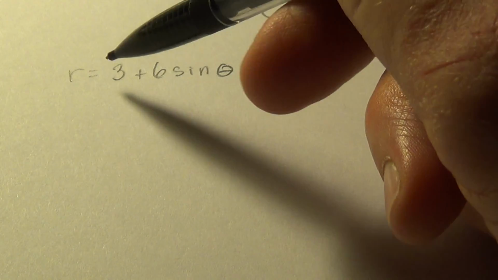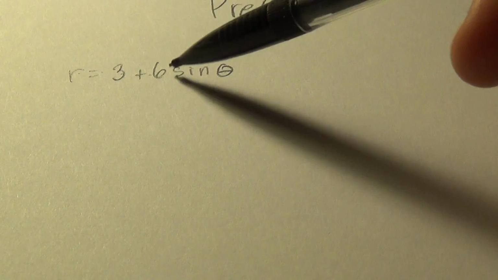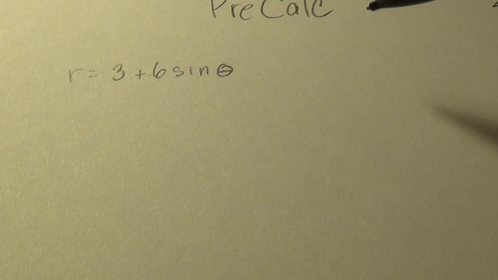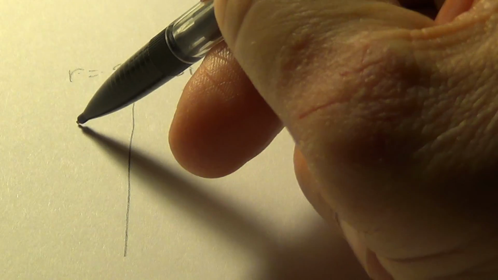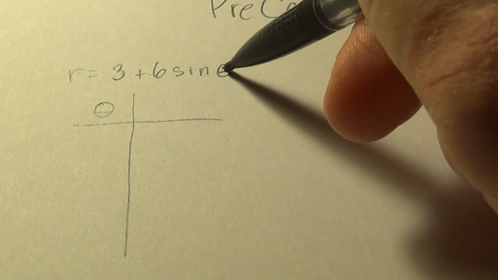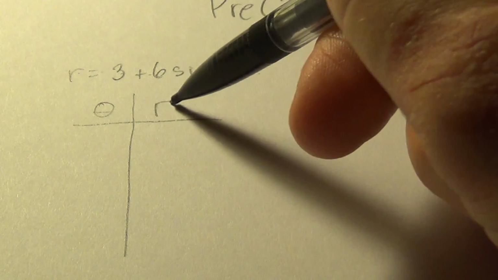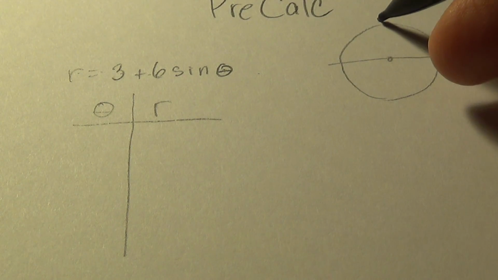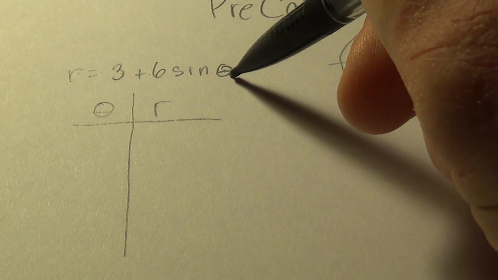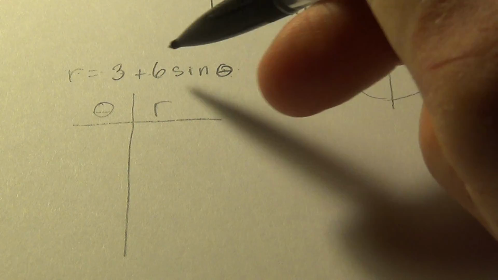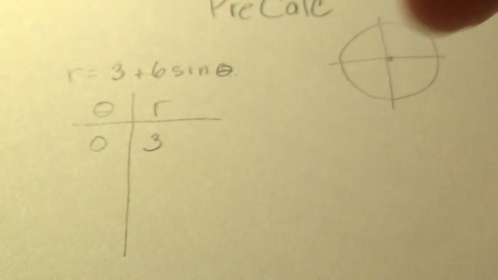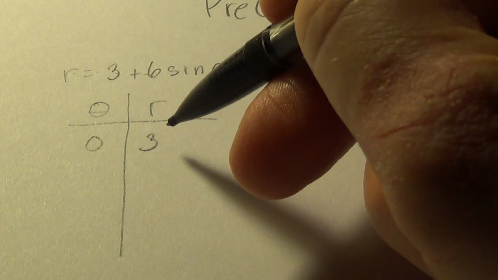So here is the equation: r equals 3 plus 6 sine of theta. It's helpful to have the unit circle in front of you, and I will pick out some angles to plug in here and then come out with r. I usually just start around the unit circle, start at 0. When I put in a 0 here, I get sine of 0, which is 0. 6 times 0 is 0, so when I put in 0 for theta, we get 3.